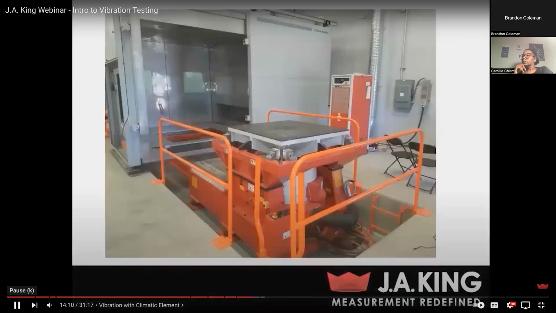This is just an example of our setup at our Greenville, South Carolina testing facility. You can see we've got our shaker there, and right behind it is our environmental chamber. So we can actually slide the entire vibration system into the climatic chamber, seal it up, and perform vibration testing with the climatic element as well.